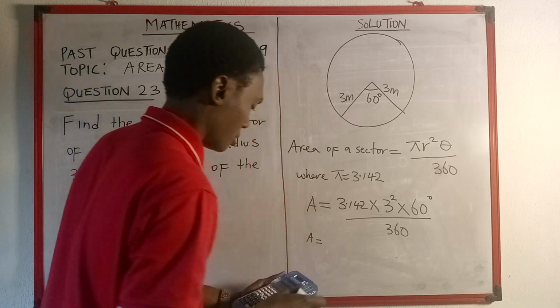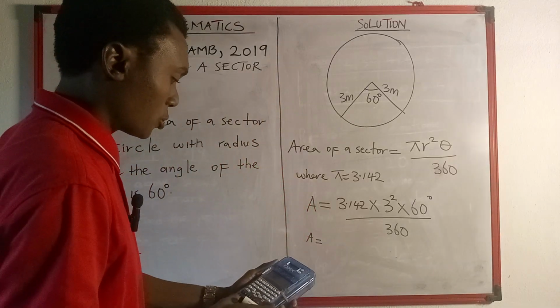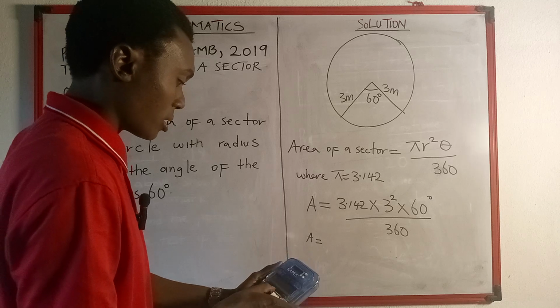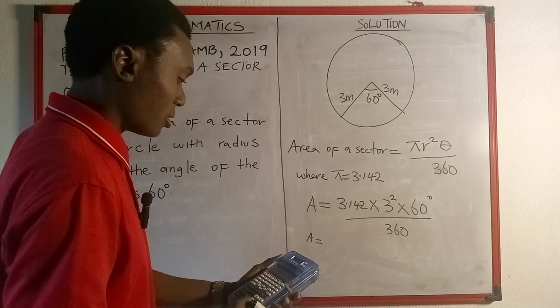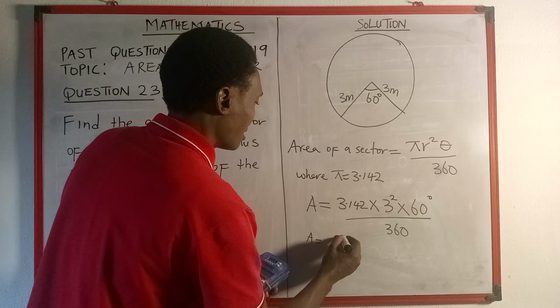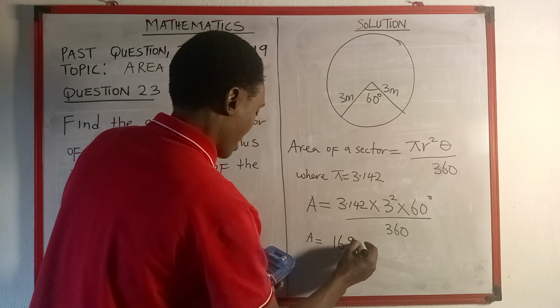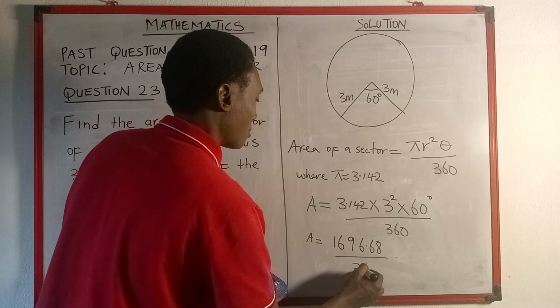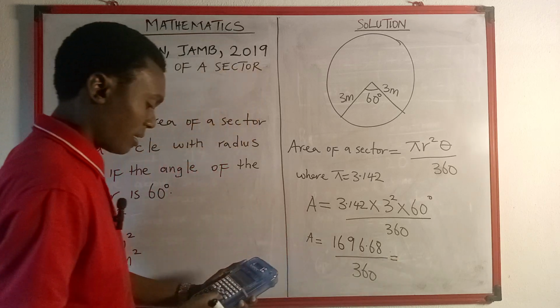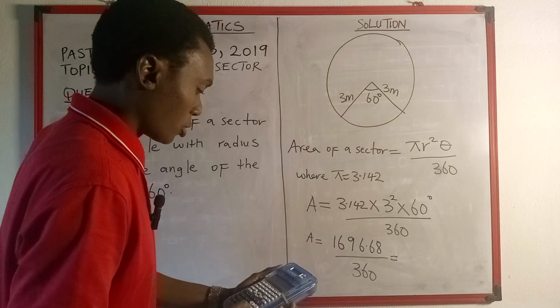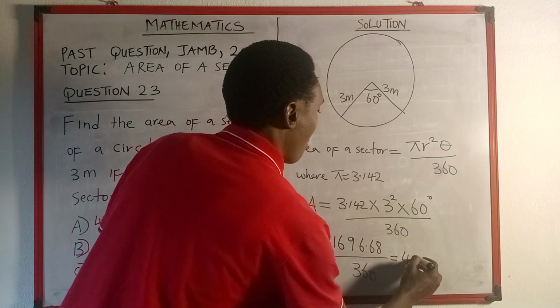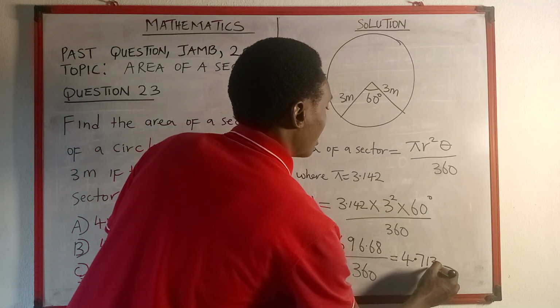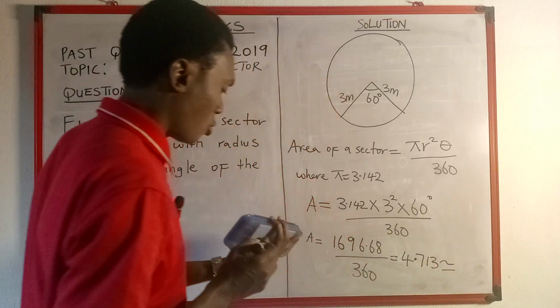So what do we do here? Get your calculator ready. 3.142 times 3 squared times 60 degrees. You're having 1696.68 divided by 360. Okay, so divide by 360, you're going to have 4.713 approximately.